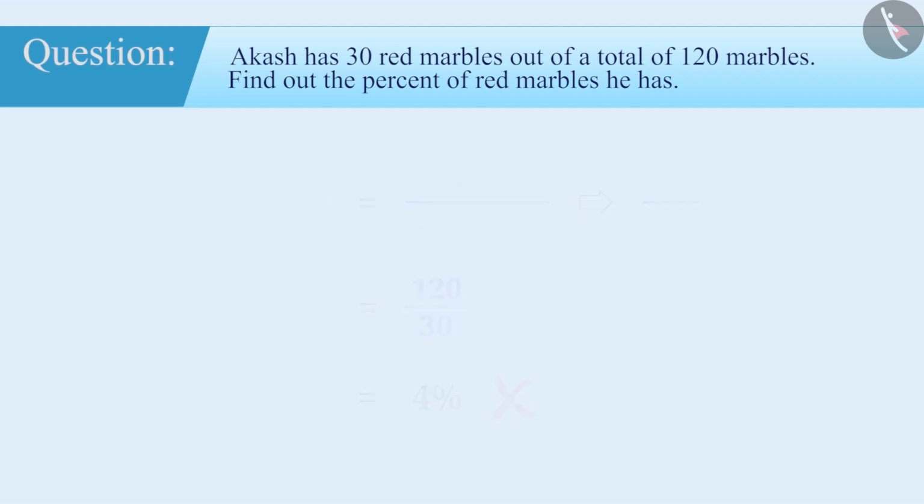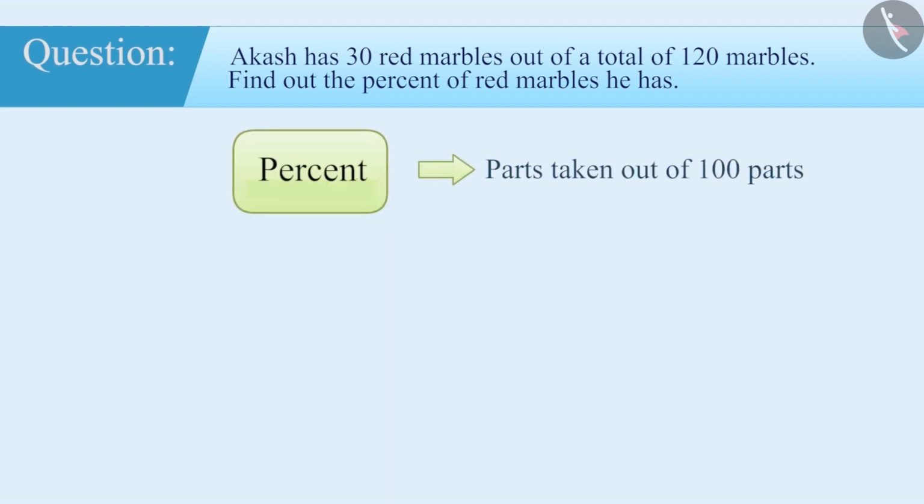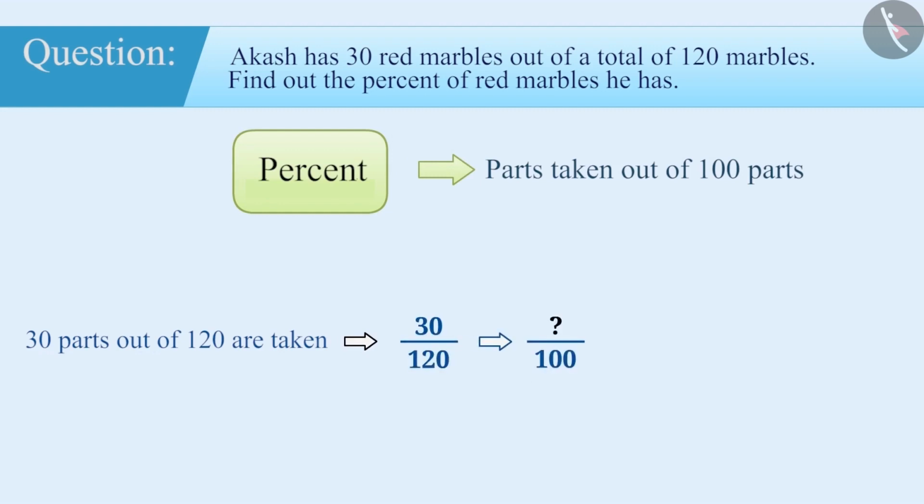Let us find out the correct answer. Percent means the number of parts taken out of 100 parts. Here, 30 parts are taken out of 120. So, we will find out if 30 parts are taken out of 120, then how many parts will be taken out of 100?